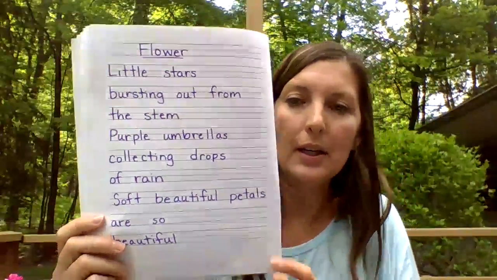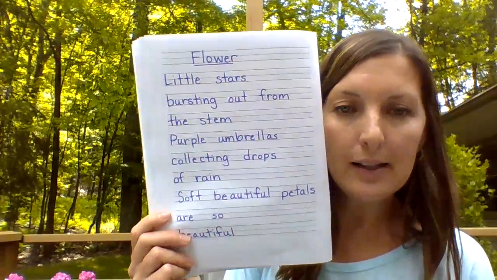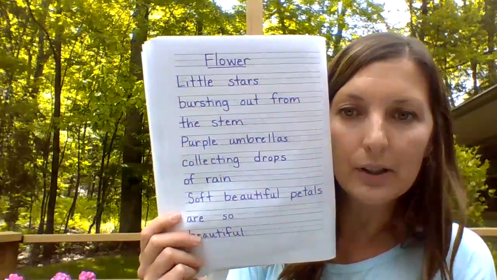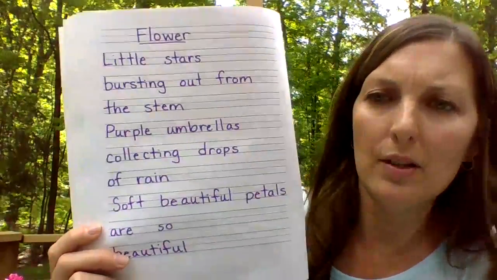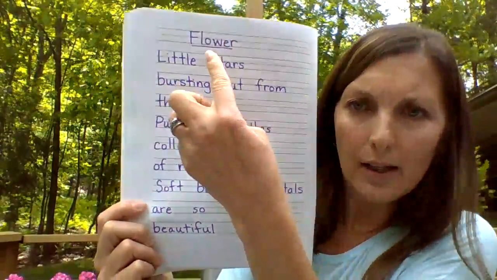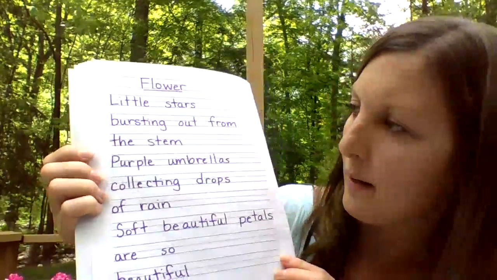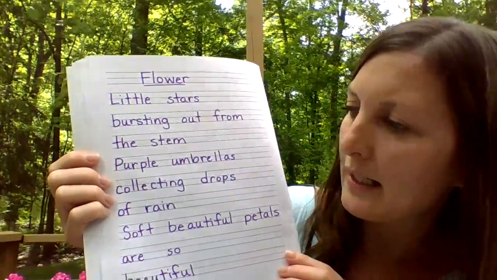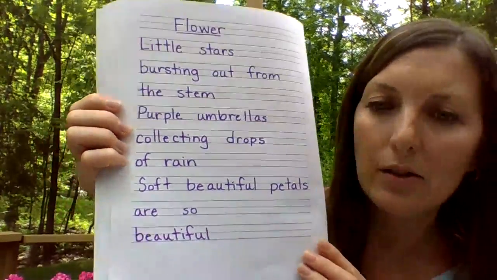So using those ideas about this flower, I decided to write a poem called Flower. Okay, and this is what I came up with. So first of all, I just decided to throw some words on the lines. They're not sentences, there's 2 words, there's 3 words. And I decided to use some of the ideas that I came up with. So this is what I wrote. It's titled Flower. Little stars bursting out from the stem, purple umbrellas collecting drops of rain. Soft, beautiful petals are so beautiful.